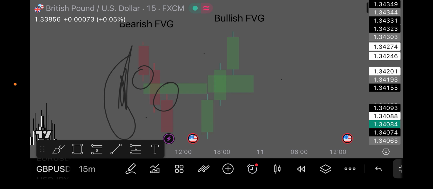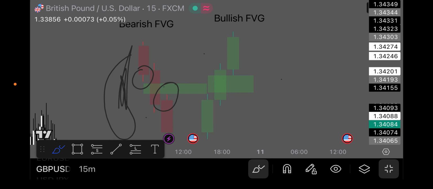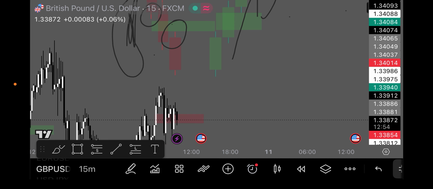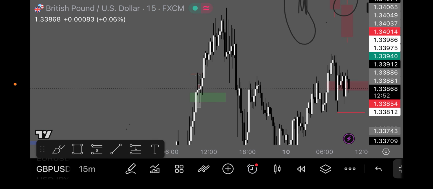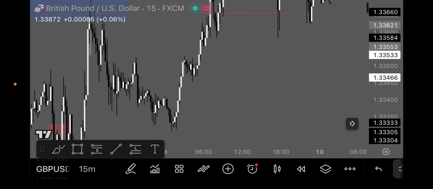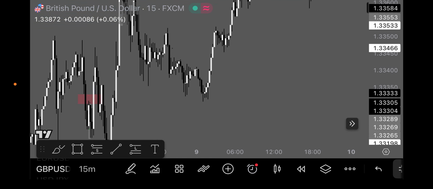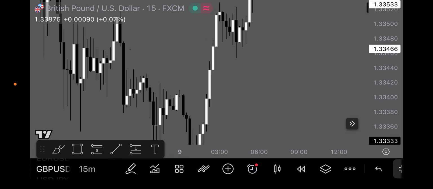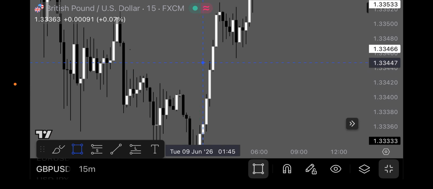And for the bullish fair value gap, price is going upwards, then comes down to tap into this, then boom. Very simple. That is how the market respects fair value gaps. I hope you understand. Let me show you some examples. Yeah, this is one example here. As you can see, this is a bullish fair value gap.